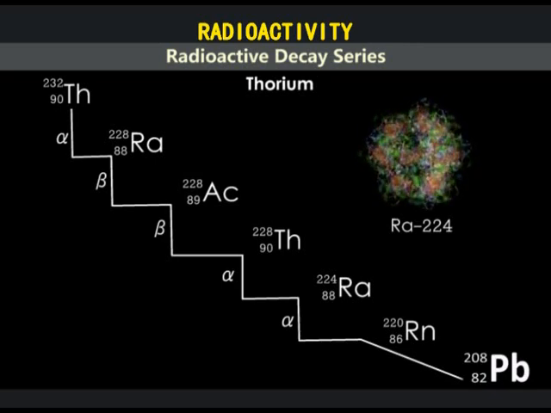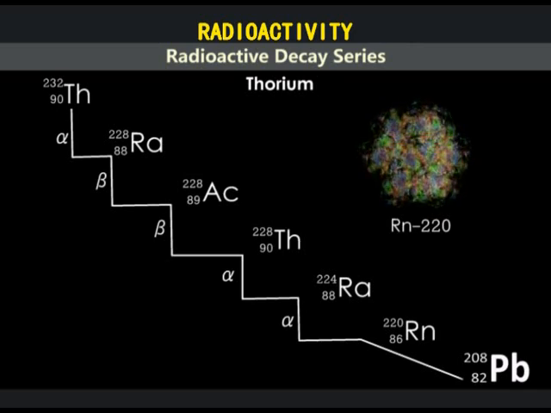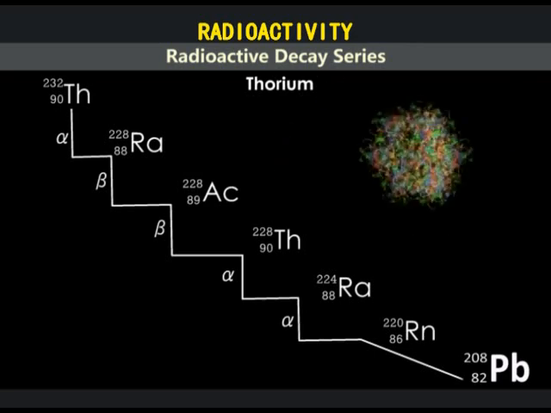Radium-224 is also an unstable isotope. It undergoes yet another alpha decay to form radon-220. This decay series continues until we get a stable nuclide, lead-208.